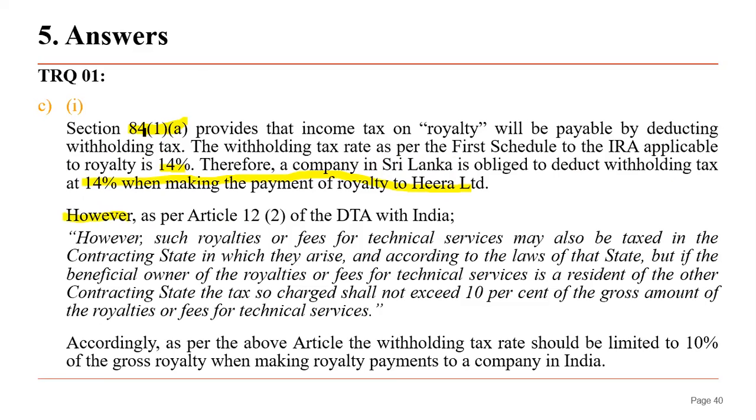You just need to highlight and emphasize what the act says. Then however, the DTA says otherwise. No need to write down the entire DTA article itself. You just mention 10%. As per the DTA, it is 10%. Accordingly, as per the article, withholding tax should be limited to 10% on the gross royalty when making the royalty payment to the company in India.